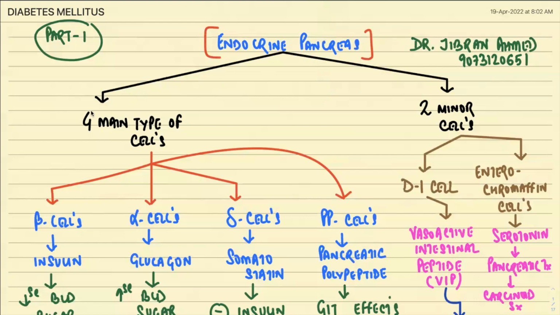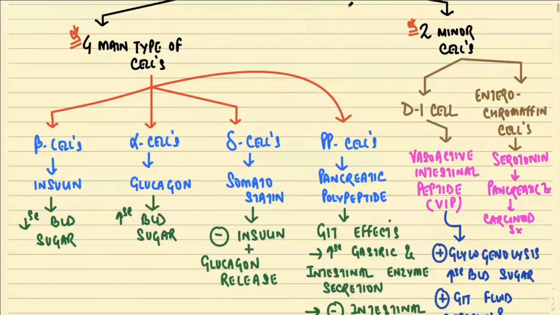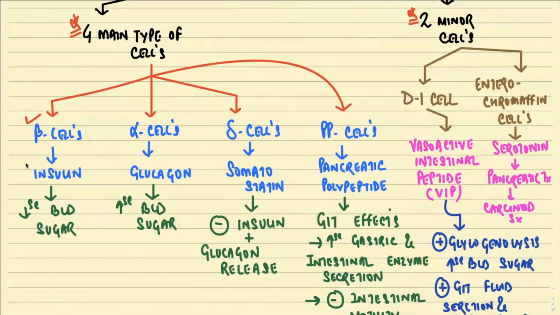The endocrine pancreas has 4 main types of cells and 2 minor cells. The 4 main types are, first, the beta cells, which secrete insulin, whose main function is to reduce the blood sugar levels. Similarly, we have the alpha cells, which release glucagon, whose function is just opposite to insulin and it increases the blood sugar level. We have the delta cells, which secrete somatostatin, which basically inhibits insulin and also stimulates glucagon release.